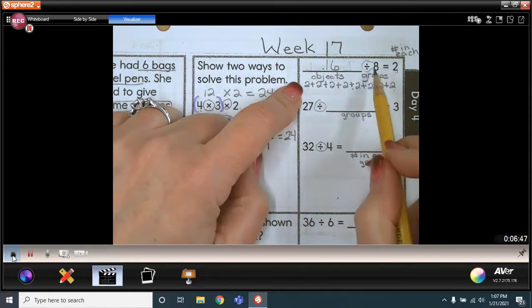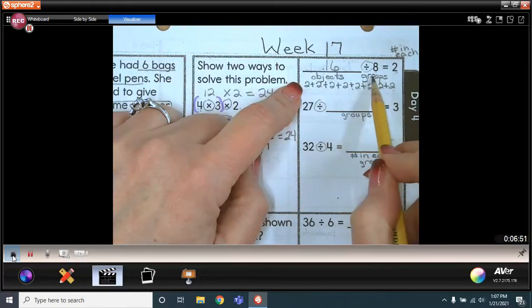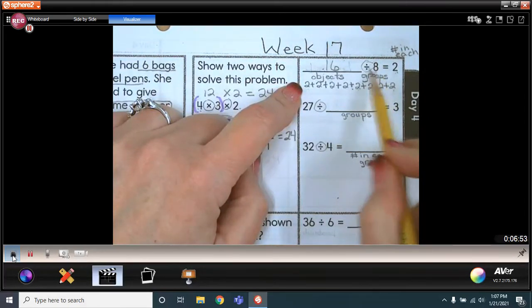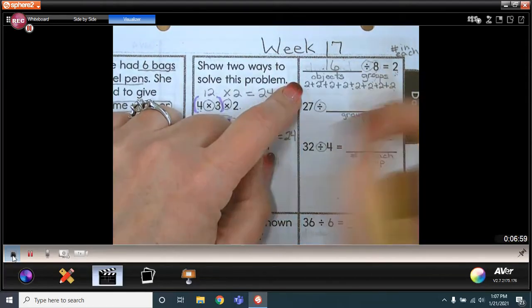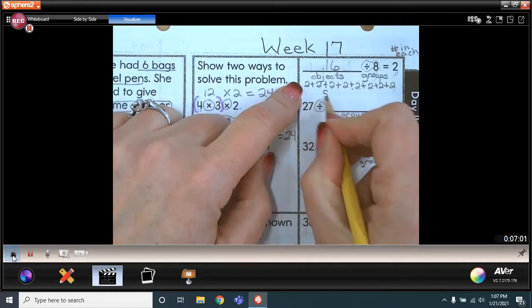Now, I could also think about this the other way. If I knew how many objects I had, let's say I have 8 objects in each group, and I know how many groups I have. Maybe I have 2 groups with 8 in each group.